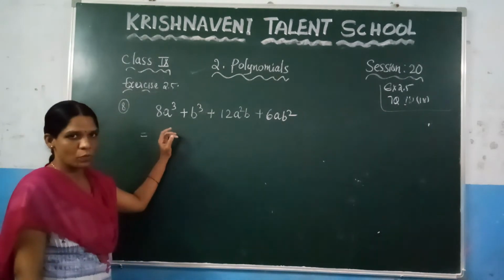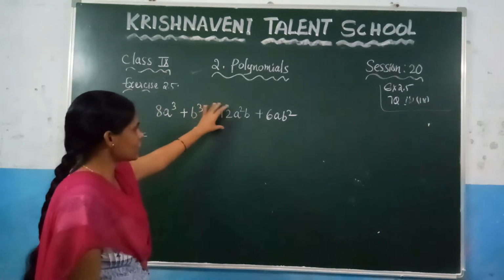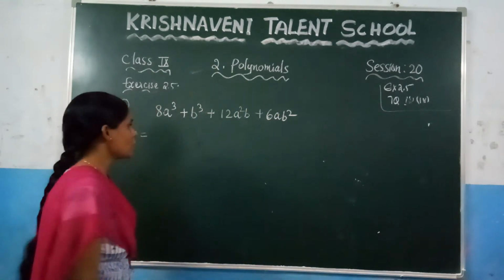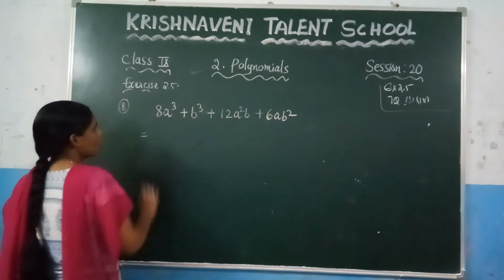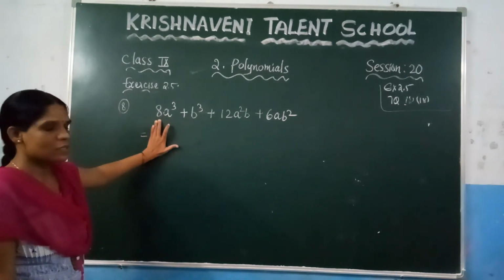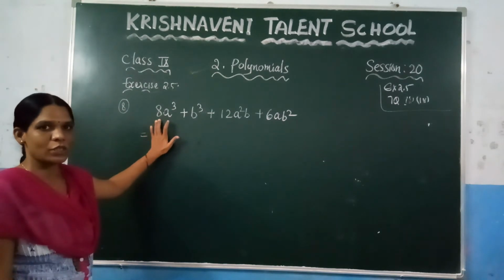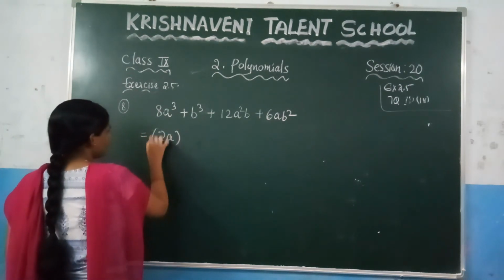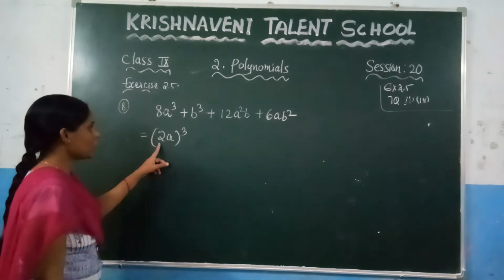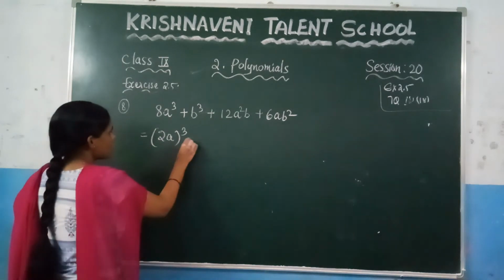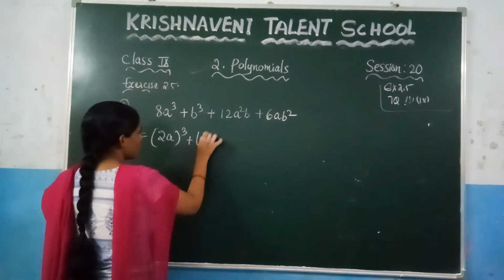Here it is in the form of a cube plus b cube plus 3a square b plus 3ab square. Like that you need to change it here. So here 8a whole cube is there. So 8, how can you write 8 as some cube? You know that 2 into 2 into 2 gives you 8. So you can write this one as (2a) whole cube, because 2 into 2 is 4, 4 into 2 is 8. And this one you can write as b cube.